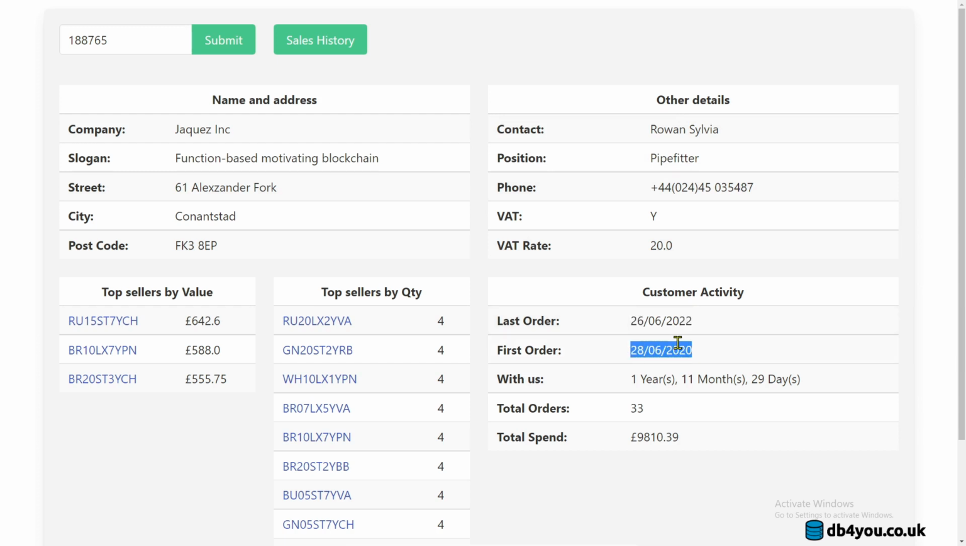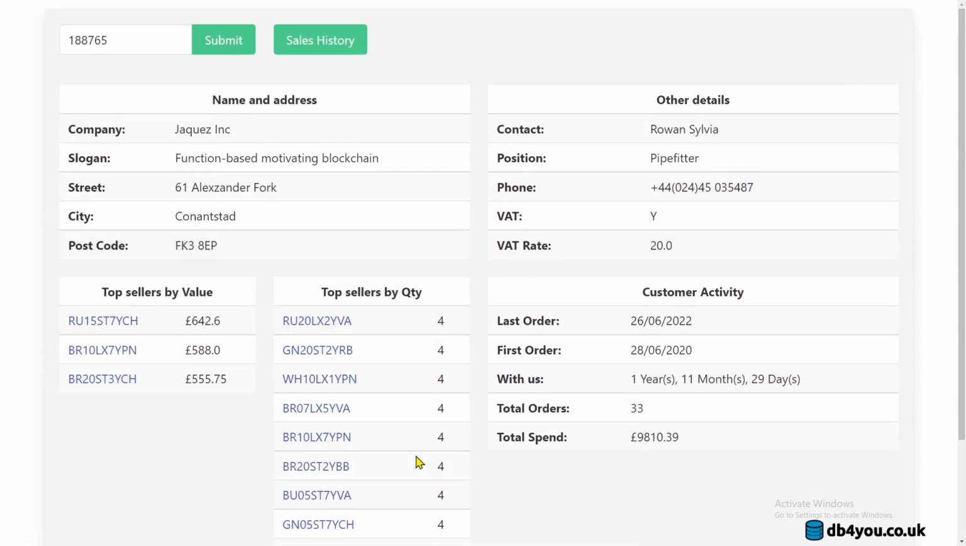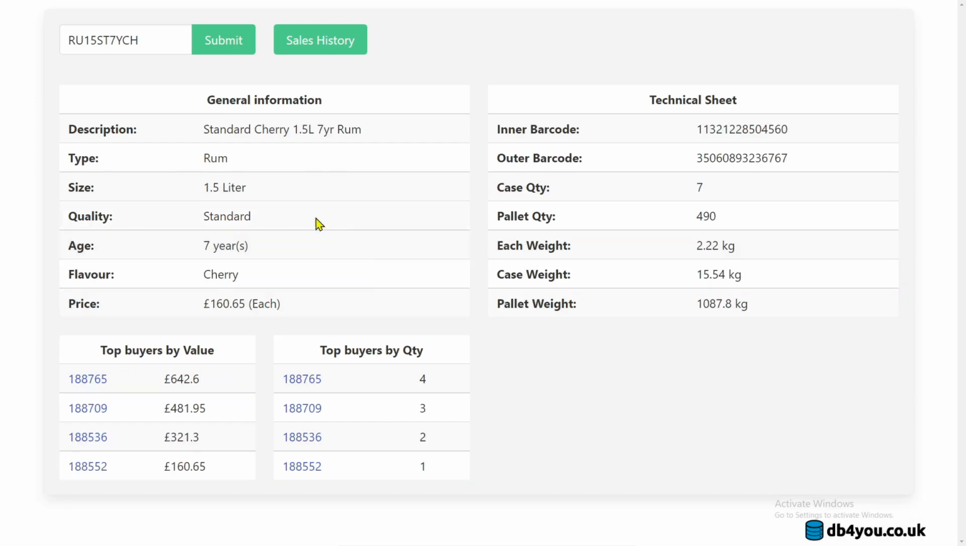You can see last order, first order. They've been with STD for 1 year, 11 months and 29 days. They've placed a total of 33 orders, and they've spent with us almost £10,000. And these are the products they've been purchasing. And the highest one was that would be rum, I think. Let's have a look. Yes, that's a standard cherry 1.5 litre 7-year-old rum.